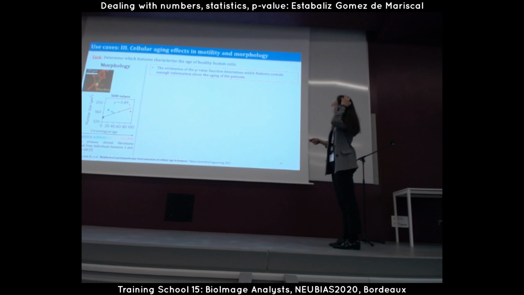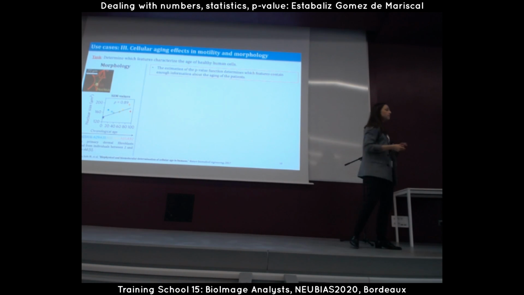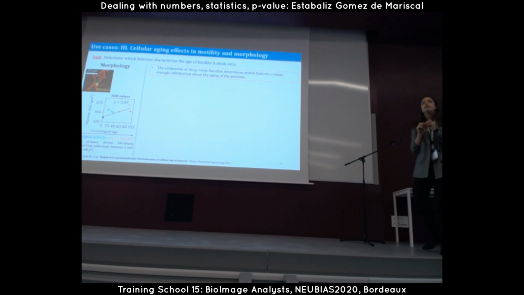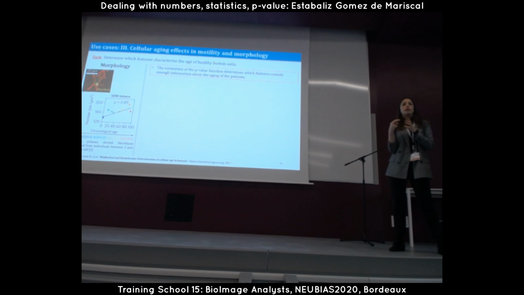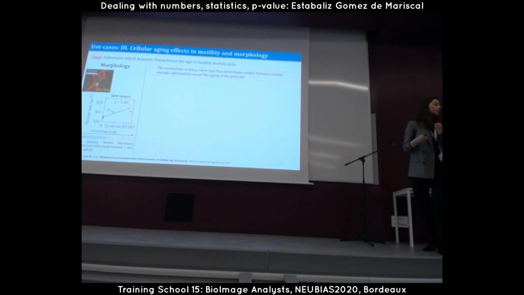And the last example is quite nice. So these people took cells from the skin of patients at different ages, and they wanted to see whether the morphology and the migration of these cells was different depending on the age of the patient. So indeed, they saw that there's some correlation between the age of the patient and the nuclear size. What we did is, okay, let's analyze this data.